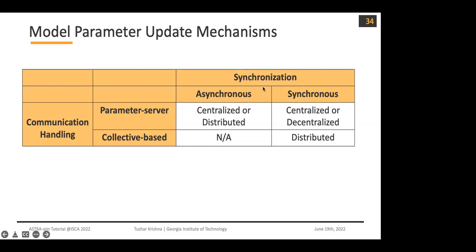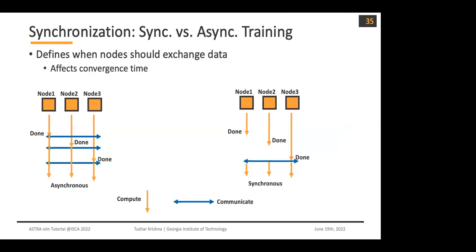You have the actual synchronization scheme, which is asynchronous versus synchronous. I'll talk about that in a second. And then the communication handling, which could either be parameter server or collective based. And the idea is really to see whether you can do this in a centralized or a distributed manner. So just to give an example, the synchronization scheme really decides when the nodes should exchange data, right?